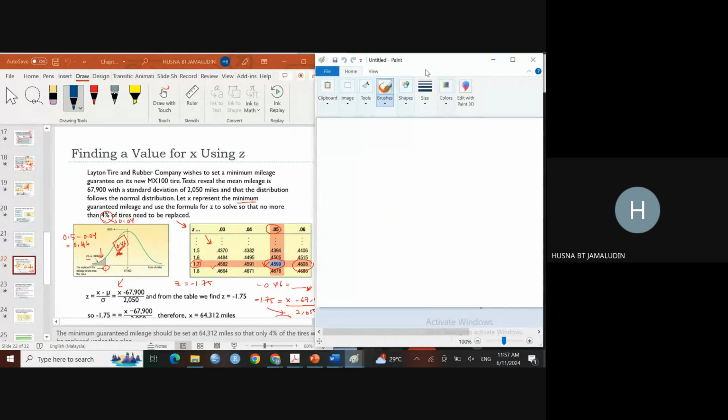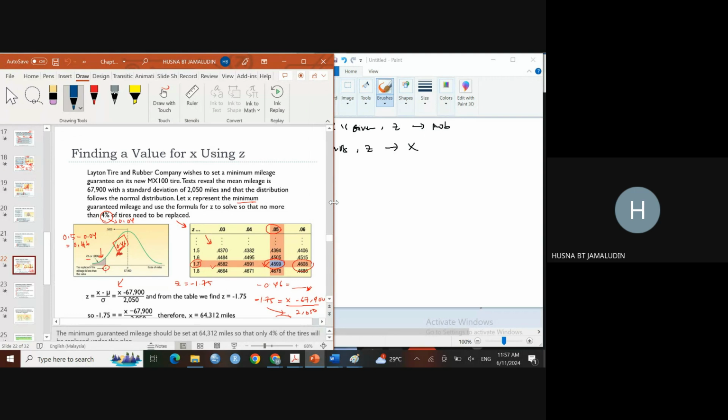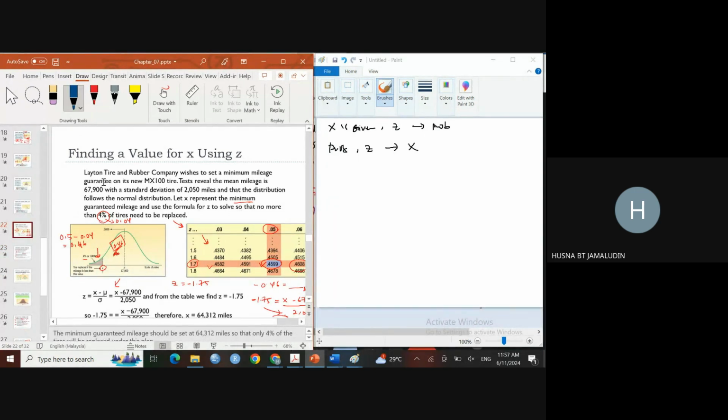Let me write it here. Previously, x is given, and then you use the Z formula to find the probability. But now they will give you the probability so that you can use the Z formula to find the x. So they kind of work backward. Okay, so let's look at the example. This tire reveals the mean mileage. Remember the first step of probability? Write the information. Mu equals 67,900. Next.